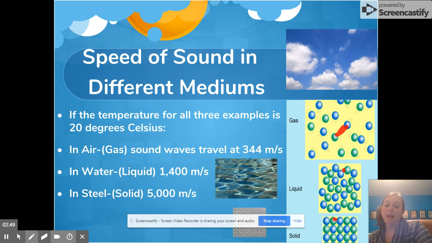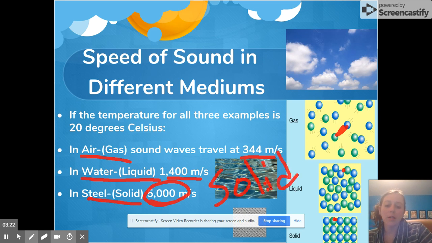So if all 3 of these samples were at 20 degrees Celsius, we have air, which is a gas, and it moves at 344 meters per second. We have water, which is our liquid, that moves at 1,400 meters per second. And then we have steel, which is our solid, and it moves at 5,000 meters per second. So sound always moves the fastest through a solid.